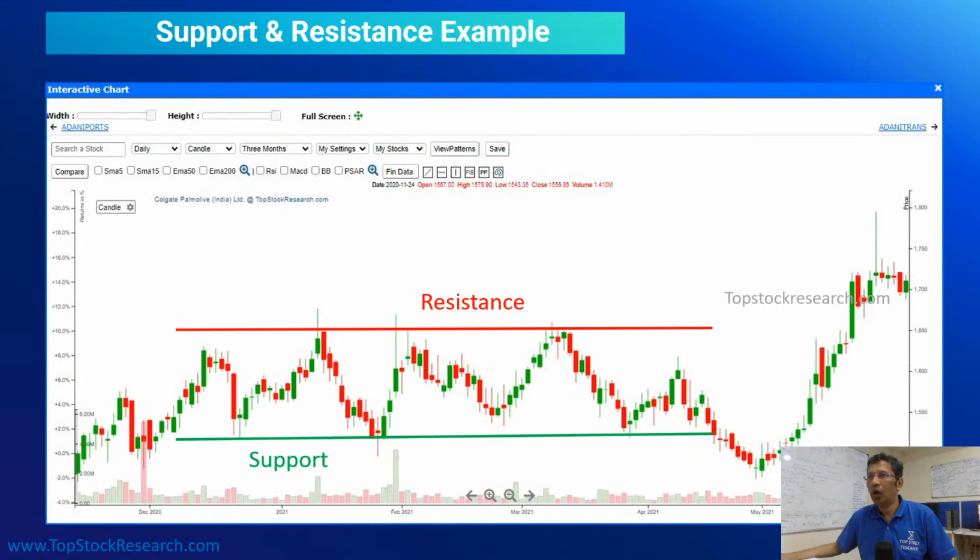Okay. So in a very simplistic world, we have plotted a typical rectangle pattern or a horizontal channel, right? This is the level where you see a lot of supply. This is the level where you see a lot of demand. So the price is not falling below this level and price is not going above this level, right?